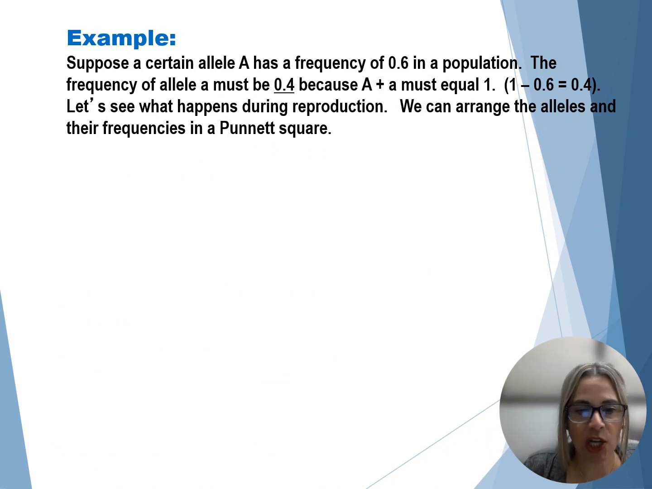So let's just take a look at another example here. We'll just work through a couple of examples so that we know what we need to do in terms of our calculations. So it says, suppose a certain allele A, okay, so here's your dominant allele A, has a frequency of 0.6 in a population. Okay, so let's think about what that is. Allele A has a frequency of 0.6.